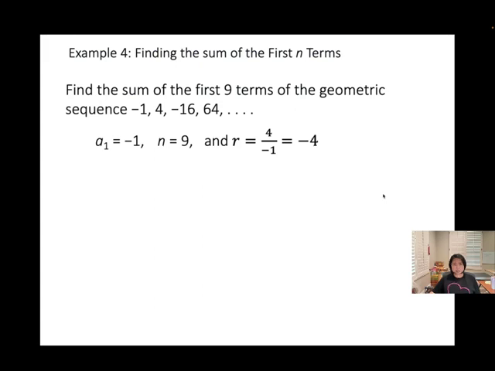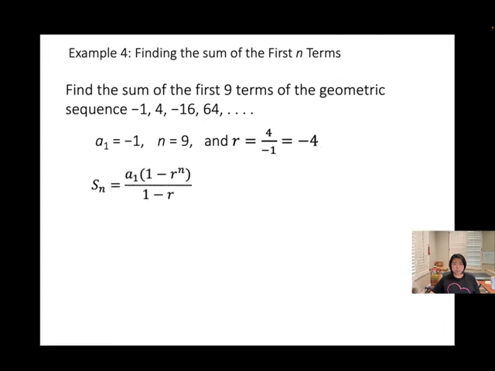Okay, find the sum of the first 9 terms of the geometric sequence. So we do have a first term, A1 equal to negative 1, and then n equal to 9 because the first 9 terms. Find out the ratio, so 4 divided by negative 1, which is going to be negative 4.